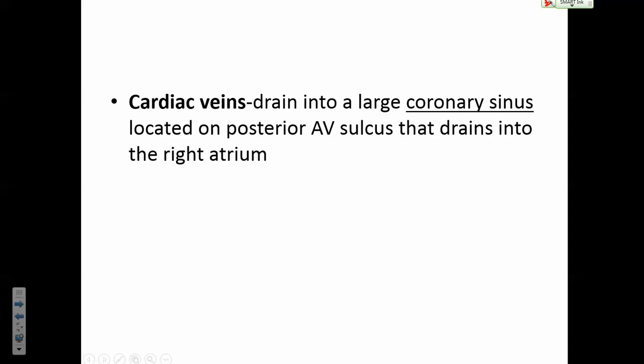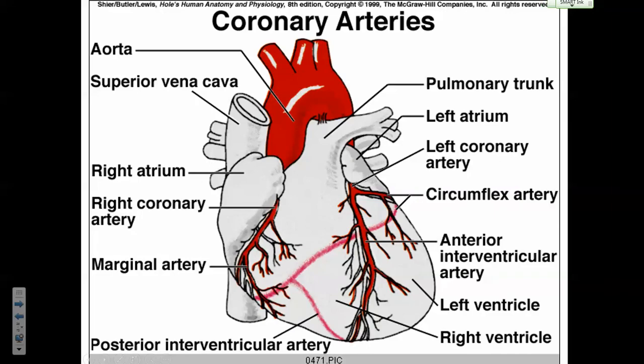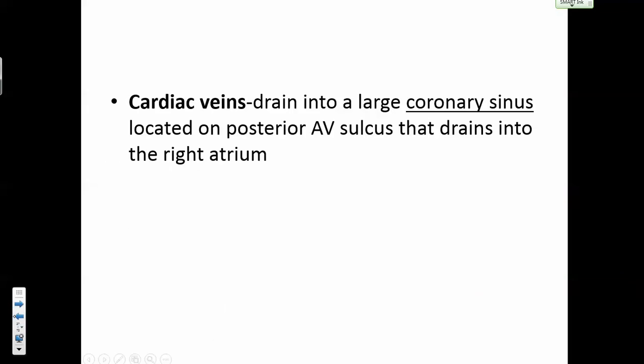That empties into the right atrium. Oops. Back up. Empties into the right atrium, along with the superior and inferior vena cava. So really, there's 3 blood vessels that empty into the right atrium, but they're all bringing deoxygenated blood. Does that make sense? Okay, so now let's look at pictures.